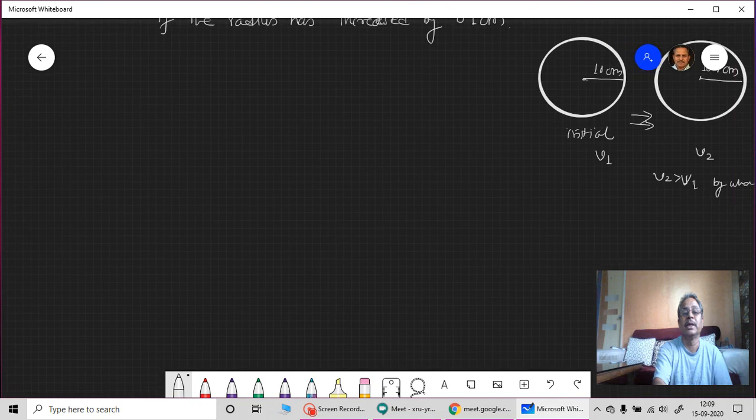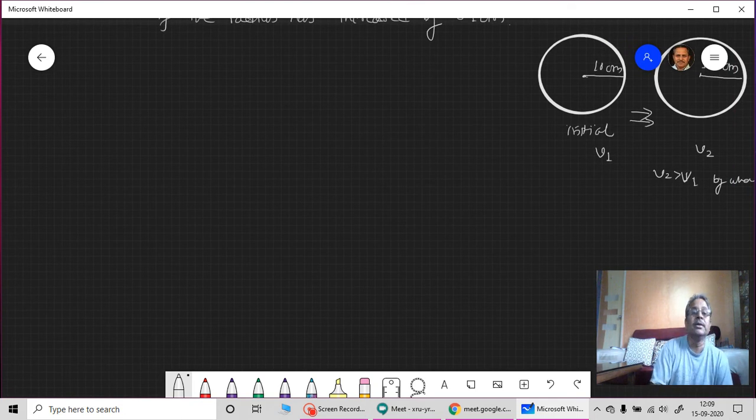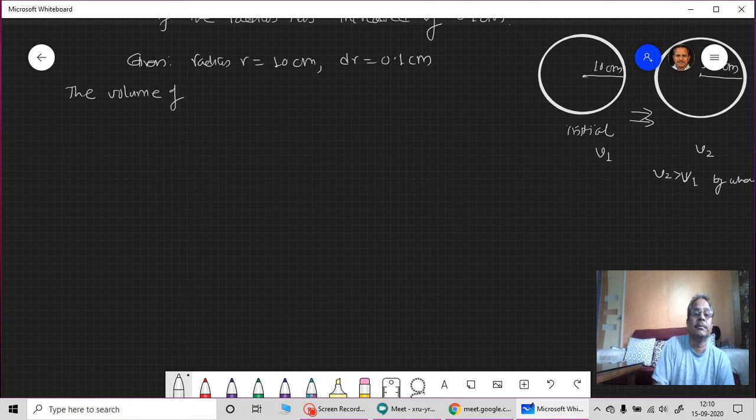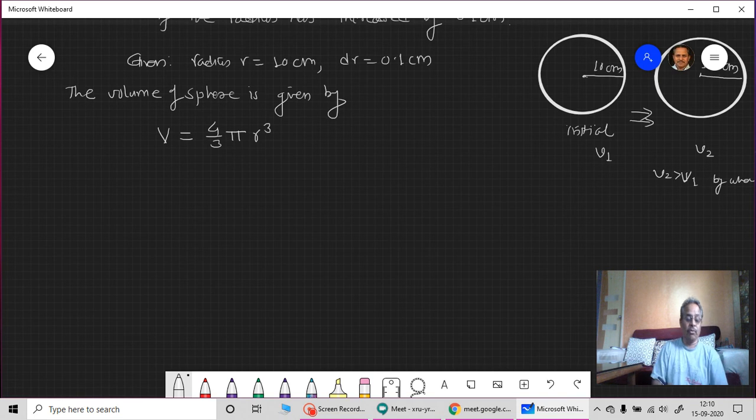So let's go for a very simple calculation based upon this. Now see what we are given. You can list here. Given: r is equal to 10 centimeters, and dr, change in radius, is 0.1 centimeter. These are the two quantities we have been given. Now the volume of the sphere is given by, this is a very simple formula, most of you know this, 4 by 3 pi r cube. This is the formula for volume of the sphere if its radius is known.